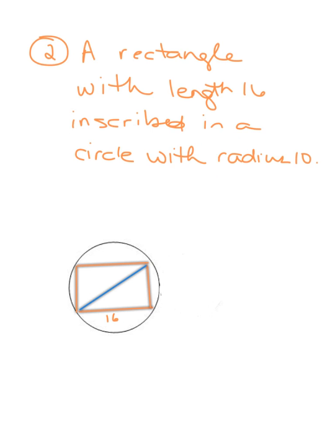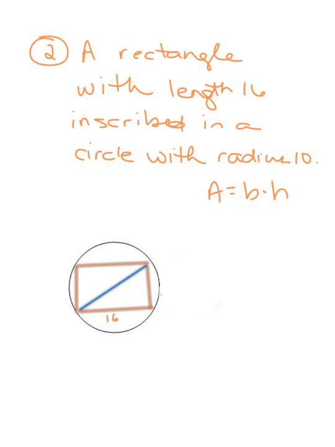Now our next example says a rectangle with length of 16 is inscribed in a circle with a radius of 10. Now, a rectangle is a parallelogram, so I'm going to use the formula base times height. I already have the base. I have a length of 16. So I need to find what my height is in order for this to work.